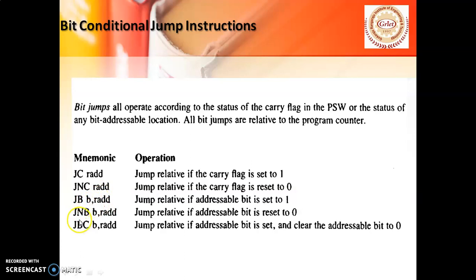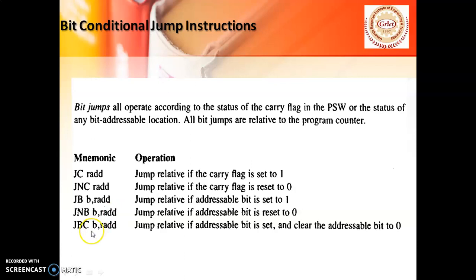Coming to the fourth instruction, we have jump if bit not set. JNB stands for jump if bit not set. Here B is equal to 0. Whenever the program control comes across this instruction and finds that the condition is true, that is B is equal to 0, then the program control jumps to this particular address and executes the instructions from that memory location. If it finds the condition false, then it executes the next instruction in sequence.